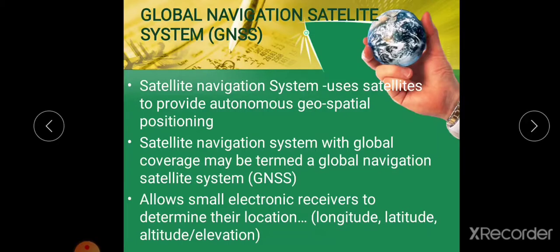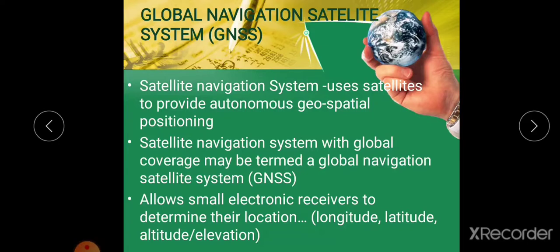This satellite navigation system uses satellites to provide autonomous geospatial positioning. So in order to find out the geospatial positioning, or the location characteristics of any spatial object, we are using satellites. The satellite navigation system is used for finding out this location data. And a satellite navigation system with global coverage may be termed a global navigation satellite system. That is, it can cover our global area. So this is also known as global navigation satellite system, GNSS.